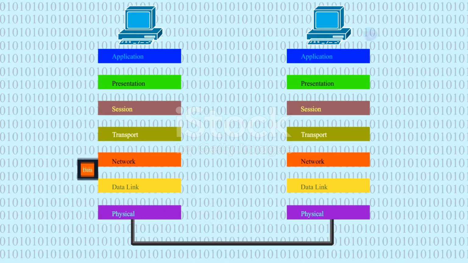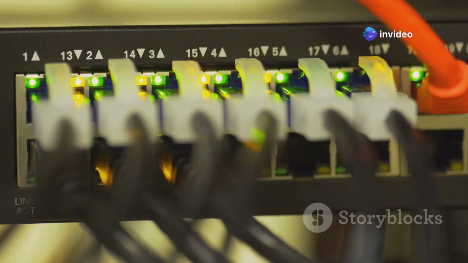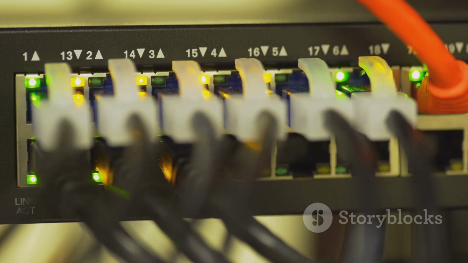Section 7. Rules of the road, essential network protocols. Imagine driving on a road with no traffic rules. Chaos. Network protocols are like the rules of the road for data transmission, ensuring smooth and orderly communication between devices.